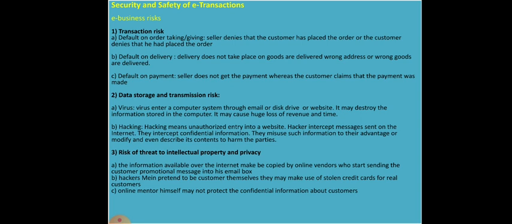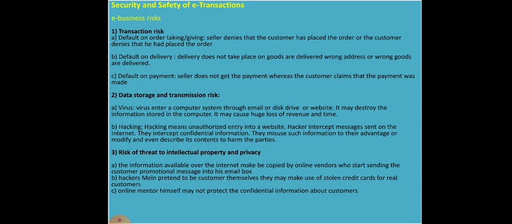Now let us see the second point, which is data storage and transmission risk. In this there are 2 points: virus and hacking. So virus enters into a computer system through emails or disk drives or websites. It may destroy the information stored on the computer. It can cause heavy loss. Now the second is hacking. Hacking means an unauthorized person entering into the website. He is taking the information and using that information for his personal benefit.